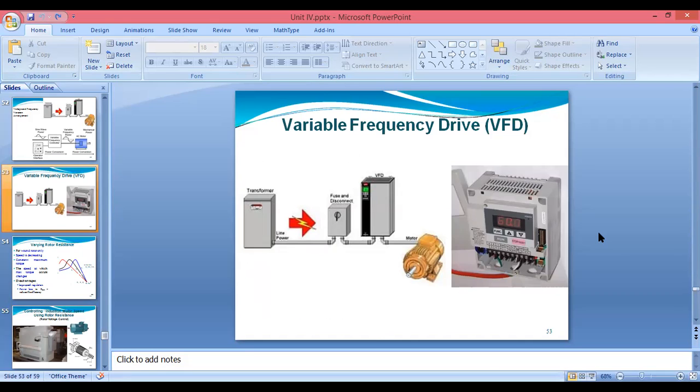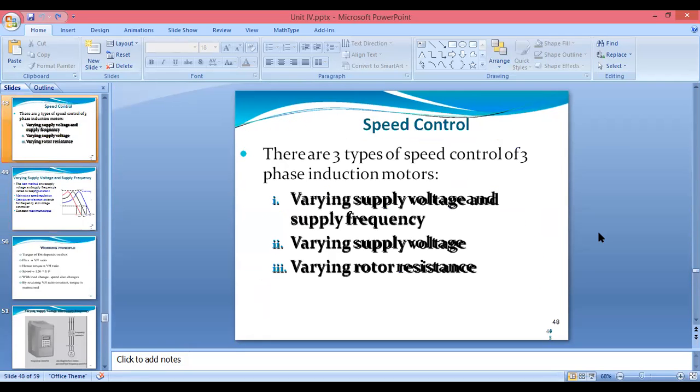If we want to change the speed, we have three different methods: varying supply voltage and supply frequency, varying supply voltage only, and varying rotor resistance. When studying the three-phase induction motor, we get Ns = 120 f upon P. It means synchronous speed depends on the frequency, and we get N = Ns(1 - s), so the speed of the induction motor depends on its synchronous speed.